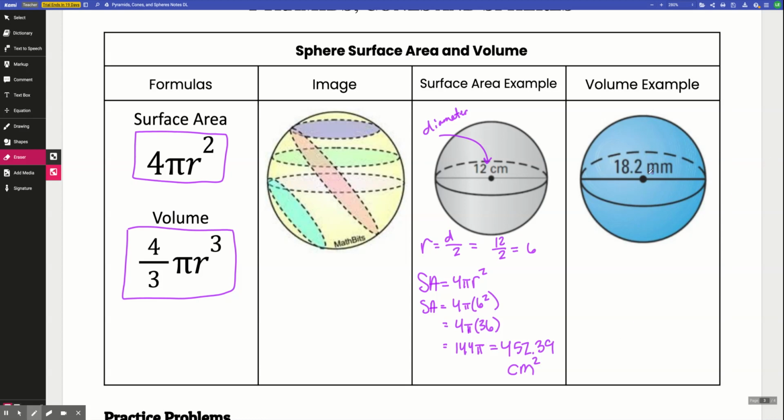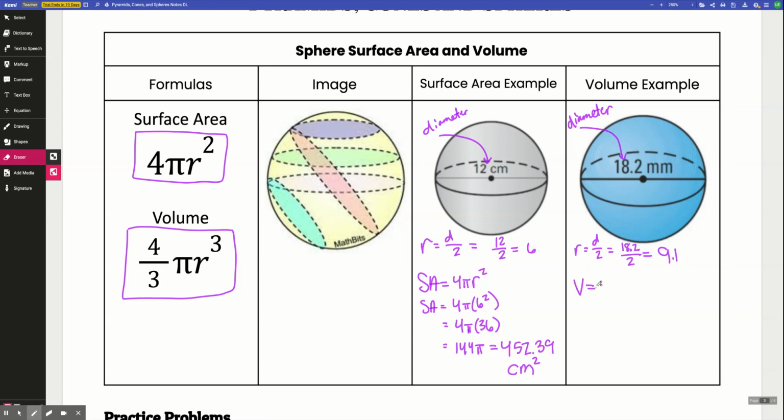So we're going to do one more here with volume with a slightly different sphere. Again, they gave me the diameter of this sphere. So I need to make sure I find the radius first. Radius is diameter divided by 2. So that's 18.2 divided by 2, and that is 9.1. So that's going to be my radius.